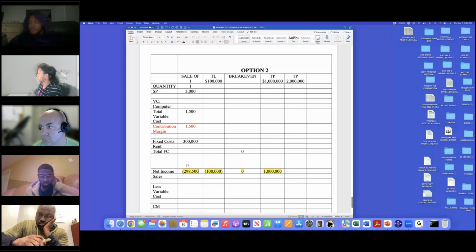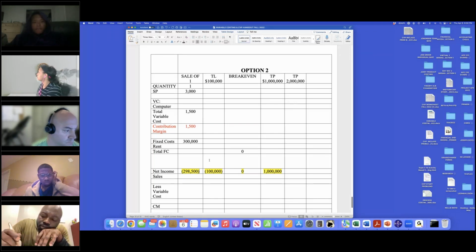If we sold one item, that item generated $1,500. We knocked out 1,500 of these fixed costs. That's what we're always doing. So what I want you to do is go over to this middle column, break even. I want you to do that one next. So go through and do the break even next.